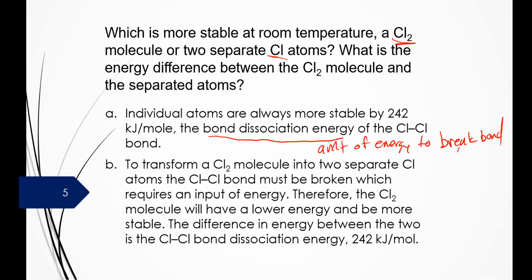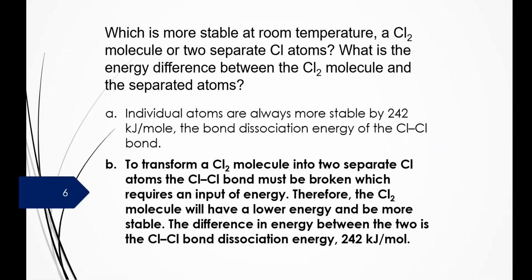So what we're looking for is we're trying to see, well, do we have more energy as a molecule or more energy individually? And so if it takes us energy to break that bond, we'll have to put that energy inside. And so if we're putting that energy inside, our products are always going to be a higher energy than our reactants. And so separately, those atoms are always going to have more energy and be less stable than our chlorine molecule. And so that's how we get to B.